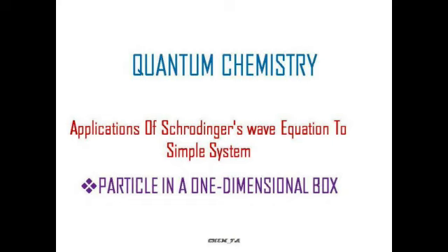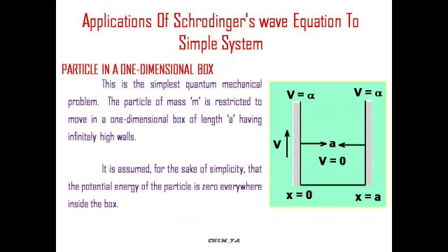In this video, I am going to discuss quantum chemistry, in which we are going to apply the Schrodinger wave equation to a particle in a one-dimensional box. This is the simplest quantum mechanical problem. The particle of mass m is restricted to move in a one-dimensional box of length a, having infinitely high walls. Assume that the potential energy is 0 inside the box.